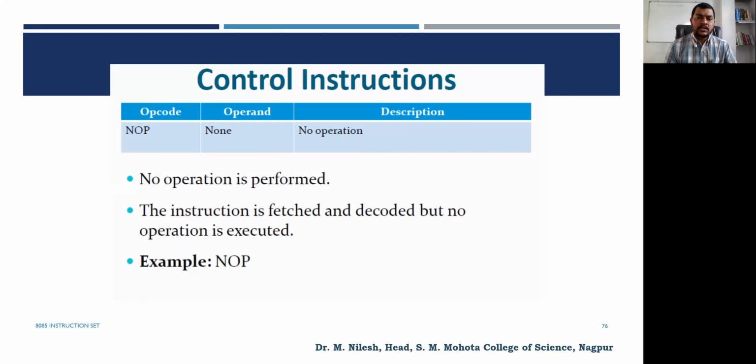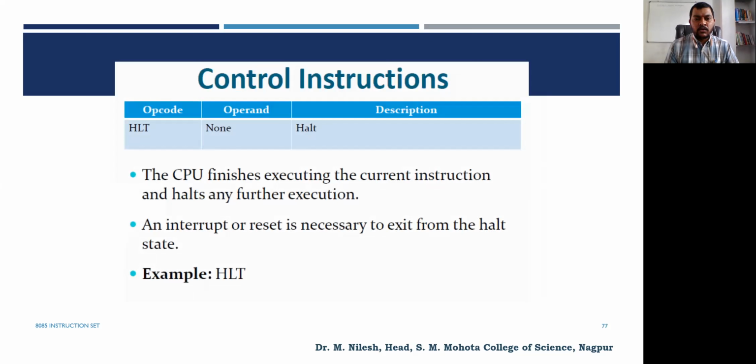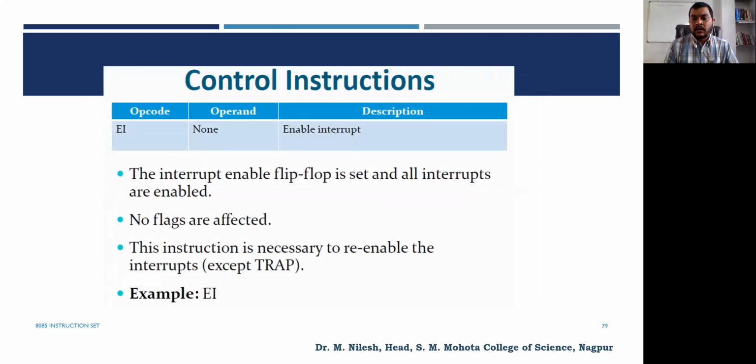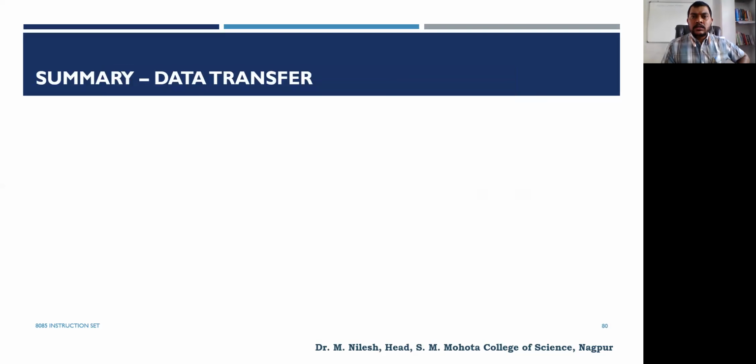Then some of the control instructions: NOP, that is no operation, which implies that the microprocessor does not do any work in this instruction, but some T states are used, so that there might be some delay; they are used for that purpose. Then this is the halt instruction, which we have already used. This is disable interrupt, so the interrupt is disabled by this instruction. Then enable interrupt: the interrupts are enabled by using this instruction, right? Like trap and all.